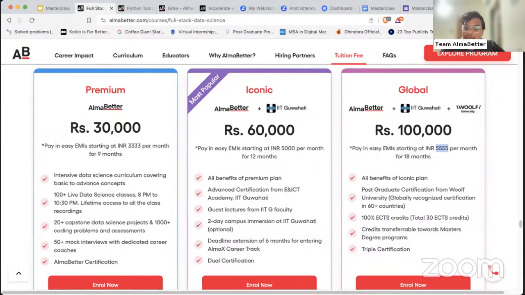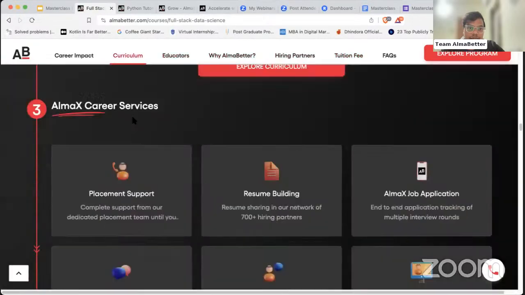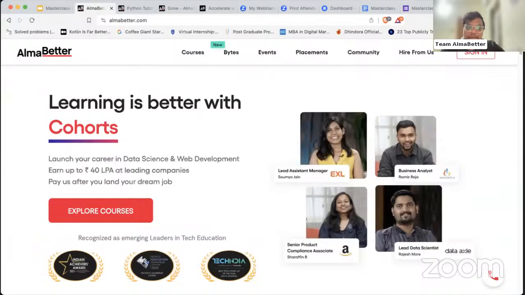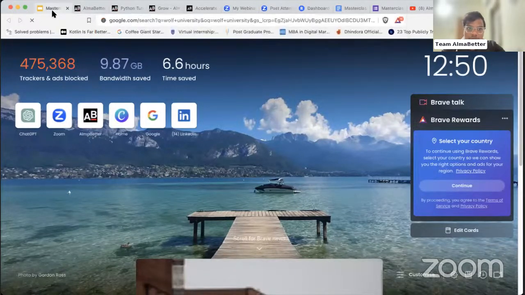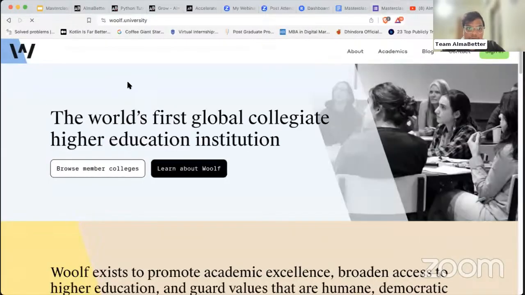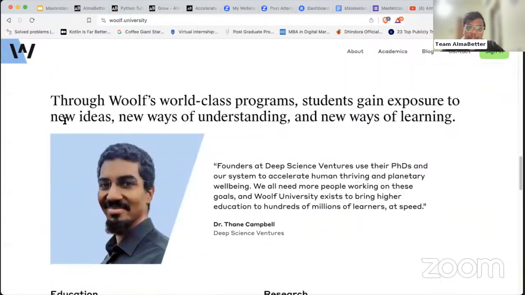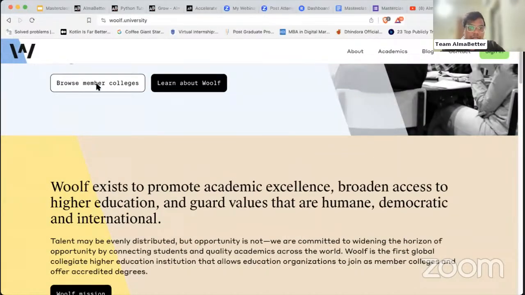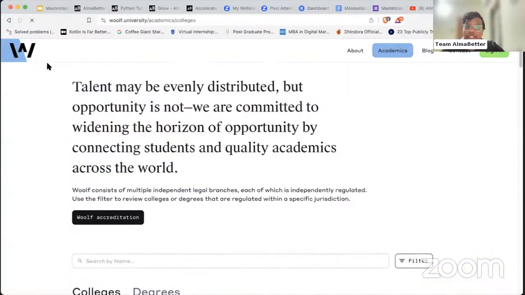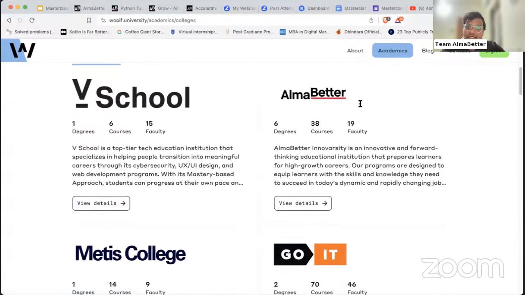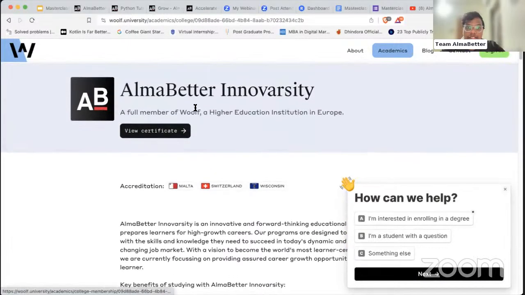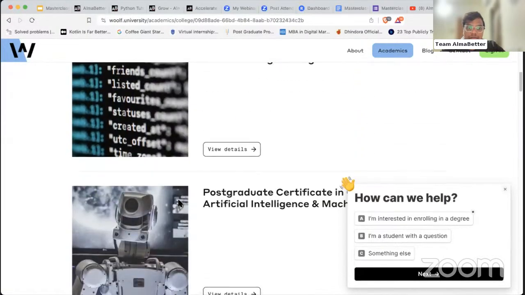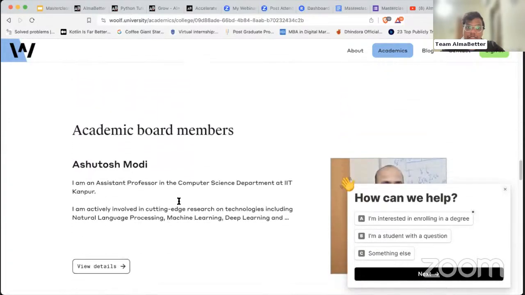So guys, if you have any doubts, you can mention them in the chat window. I'll definitely answer them. About Wolf University, you can Google it. You can know more about Wolf University here also. We are part of Wolf University. We have joined it. On the first glimpse only, you have seen Alma Beta, right? Alma Beta University. You can get an idea if you go through this.